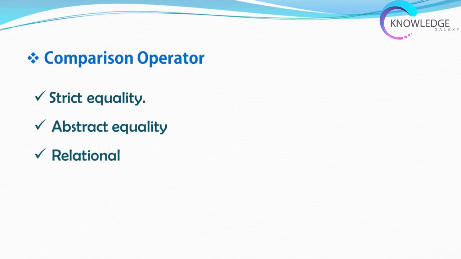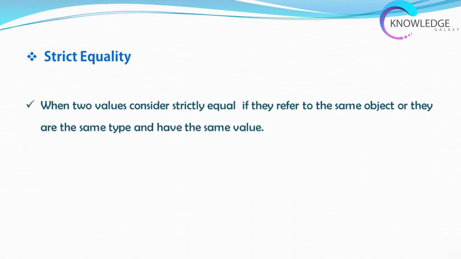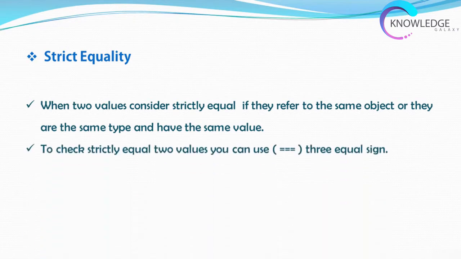We will start this tutorial with strict equality, and after that, at the same time, we will compare strict and abstract equality. So, what is strict equality? Two values are considered equal if they refer to the same object or they are the same type and have the same value. I personally recommend you use strict equality when you are comparing two values. We will also take a look at the benefit of using strict equality rather than abstract equality.